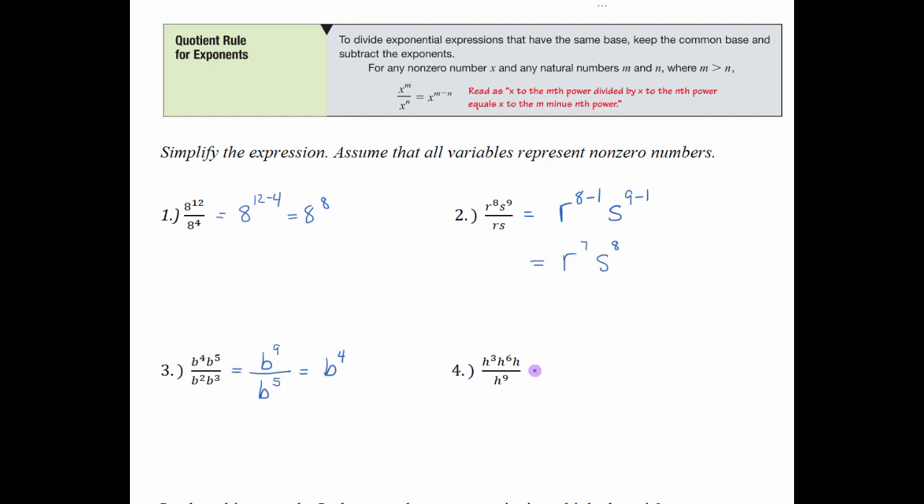Same with over here. We have h to the 3 times h to the 6 times h to the 1. Go ahead and write that in explicitly if you need to. So this is an h to the 10th over h to the 9th. And that gives us an h to the 10 minus 9 is 1. Now, as an answer form, I'm not going to write an exponent of 1. We want it to look as nice and neat as possible. So we'll just leave it as an h.